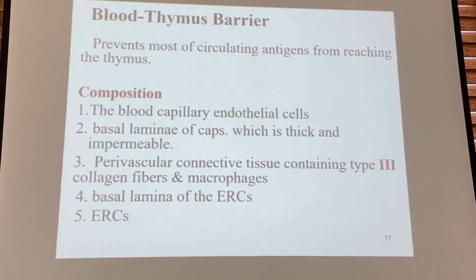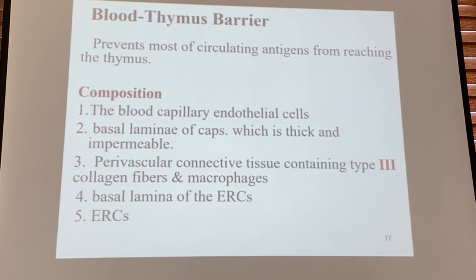It is composed of these 5 elements. It is composed of the blood capillary endothelial cells. You know the capillary wall is formed from a single layer of flat cells, or squamous cells, called endothelial cells. This is one. Then, as a rule, each epithelial cell or epithelium is supported by a basal lamina. This is the second component of the blood-thymic barrier.